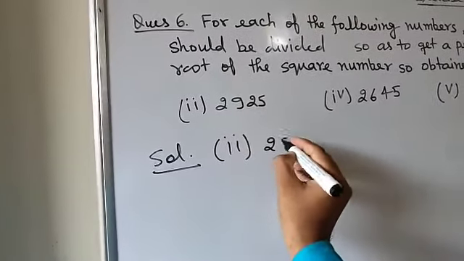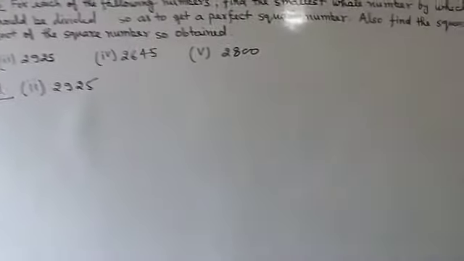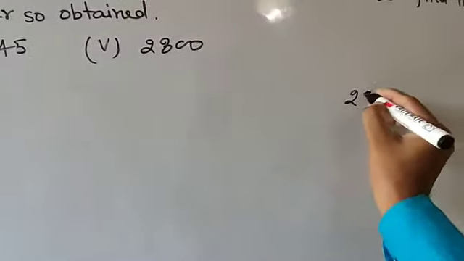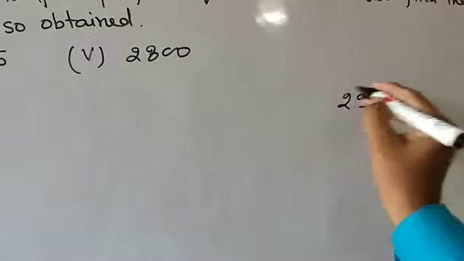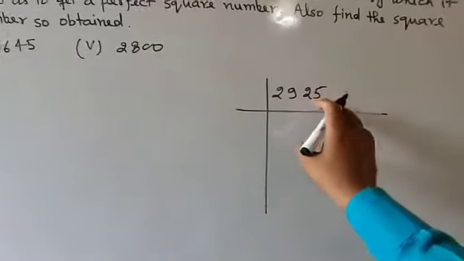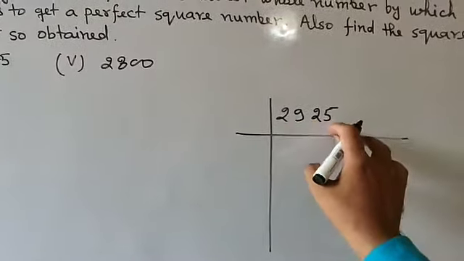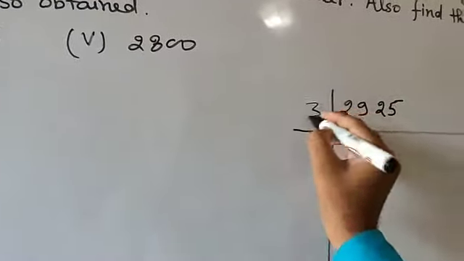The number given is 2925. So first you will find the prime factors. Here I am going to find the prime factors of 2925. First I will check for 2, it is not divisible by 2. Check for 3: 9, 2, 11, 11, 2, 13, 13, 5, 18. 18 is divisible by 3, it means this number is also divisible by 3.